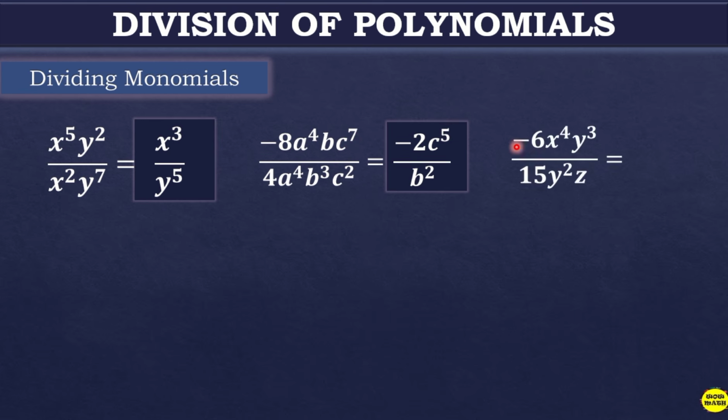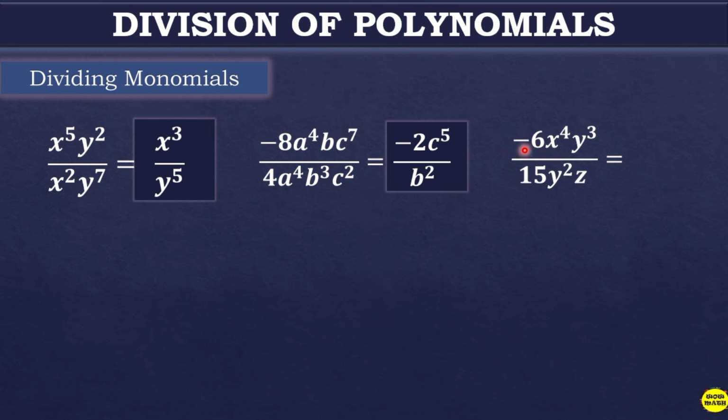Next, I have negative 6x raised to 4, y raised to 3, divided by 15y squared z. So, in this case, we cannot divide negative 6 and 15. Pero, pwede mo siyang i-lowest term. Hindi mo siya madidivide kasi merong remainder, 'di ba? Pero, pwede mo siya i-lowest term. So, we will be looking for the greatest common factor nila. Pareho silang 3. Pareho mo silang pwedeng i-divide sa 3.